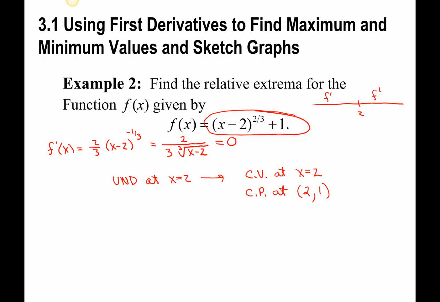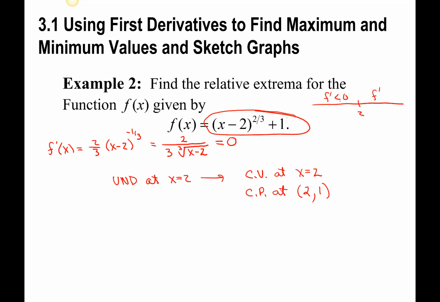Negative. Times 3 is going to be negative. 2 over a negative number is going to be negative. That's all I care about. That's all we need to know. Makes life a lot easier, doesn't it? You don't even need your calculator.